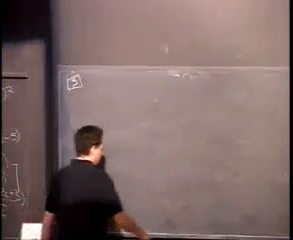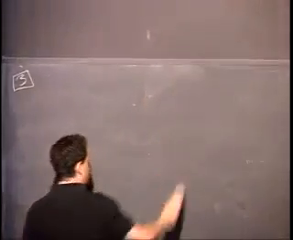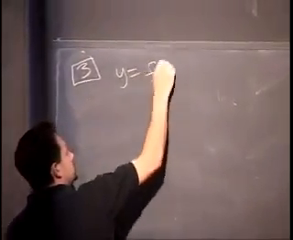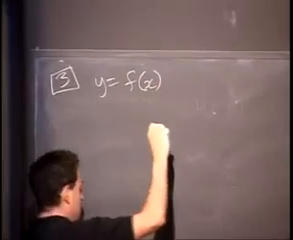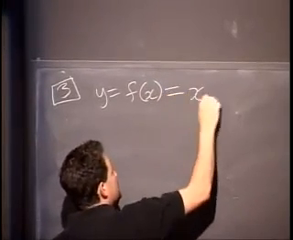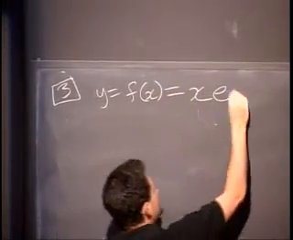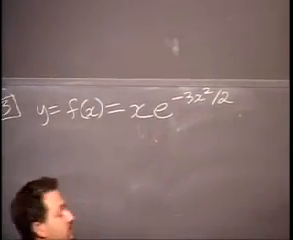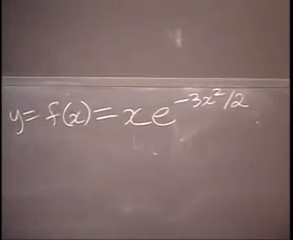Time for another example. Remember, practice these things. They take a while. So you should try to do at least 5 or 6. Suppose we want to sketch y equals f of x, which is the function x e to the minus 3x squared over 2. So that's what we're going to be working with for a while.